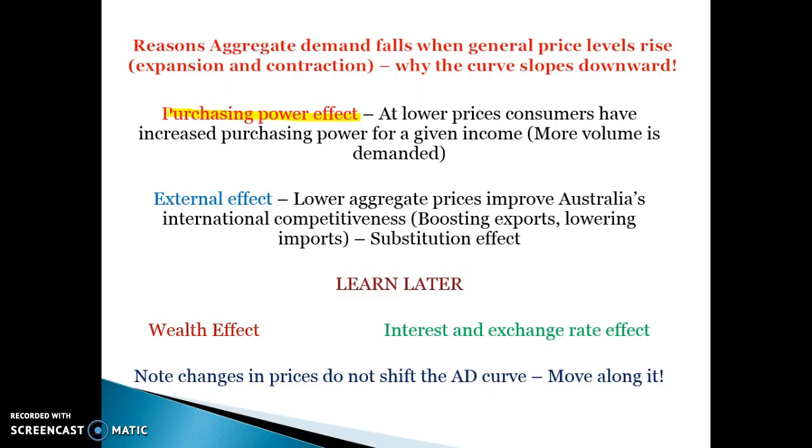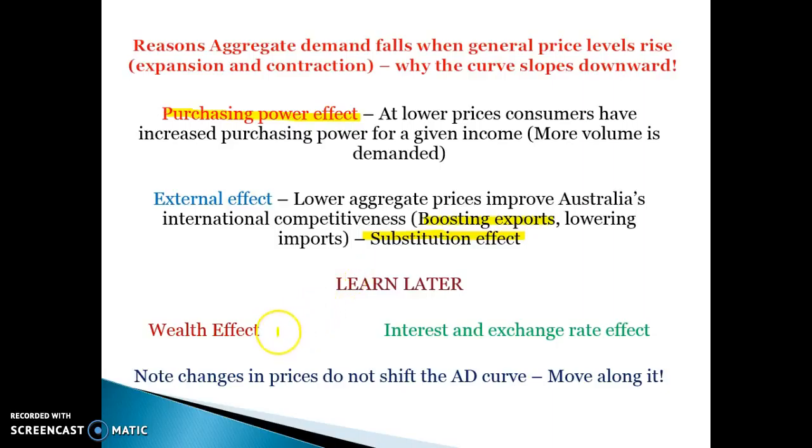So at lower prices, consumers have increased purchasing power and therefore are able to demand a greater level of goods and services. And secondly, if our prices are lower, well, people overseas want to buy our stuff. It's like the substitution effect. If products in Australia are cheaper, then overseas people are going to buy our exports, and again, there'll be a greater volume of goods and services demanded of Australian goods and services. So the second effect is that lower aggregate prices improve our international competitiveness and therefore will boost our exports, and we know that's a component of aggregate demand, and that will help to boost our real GDP.